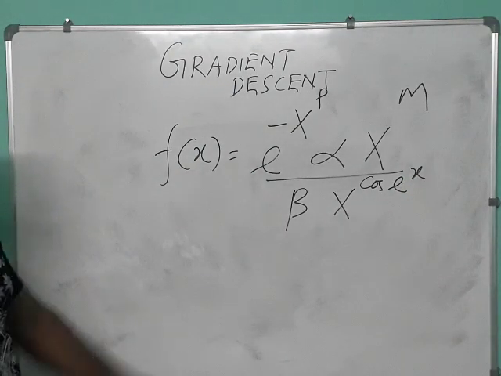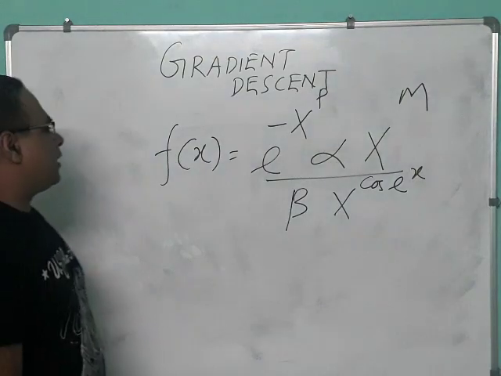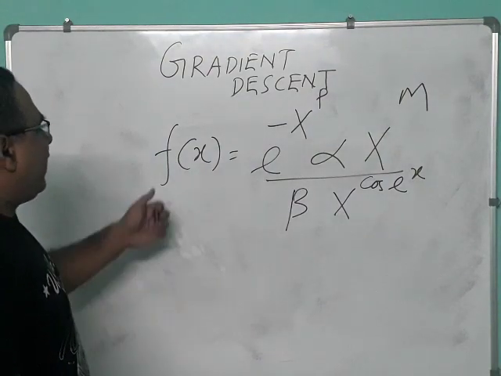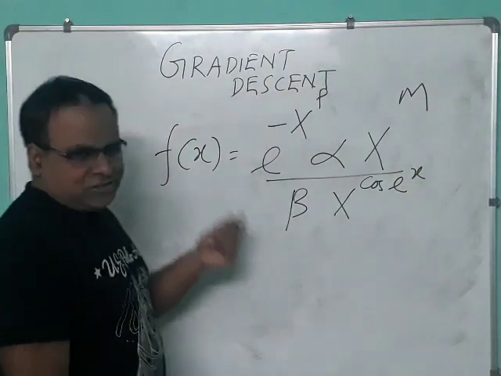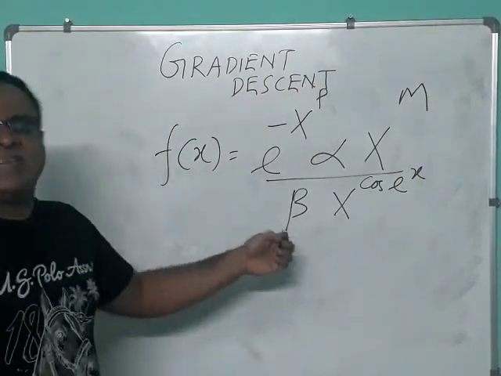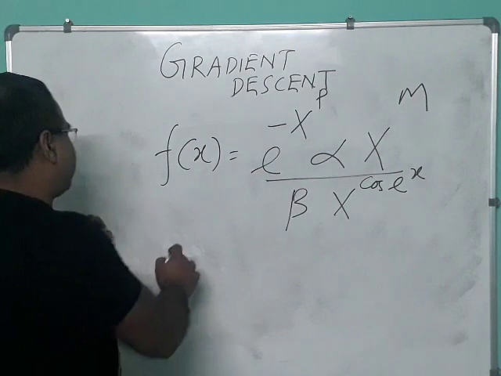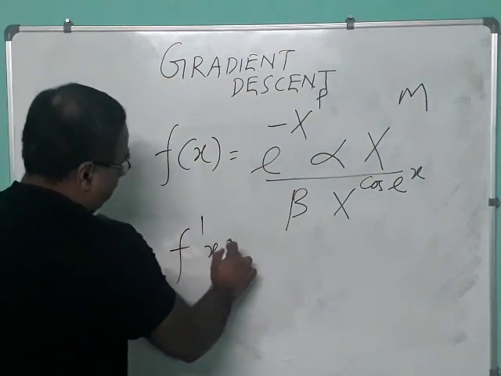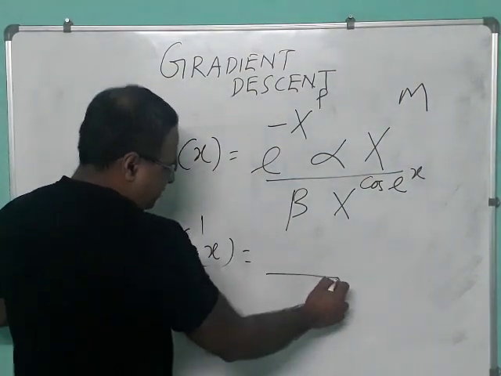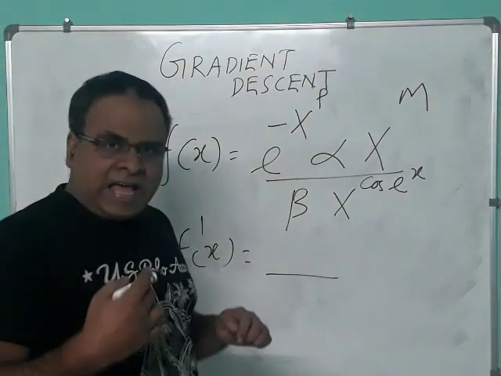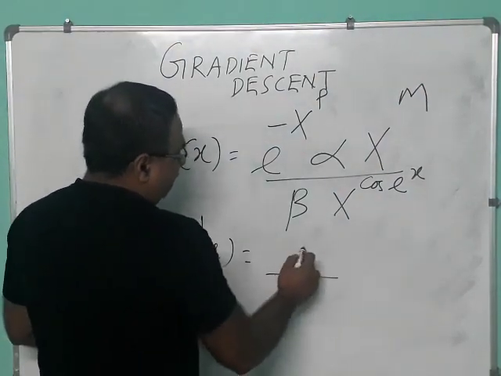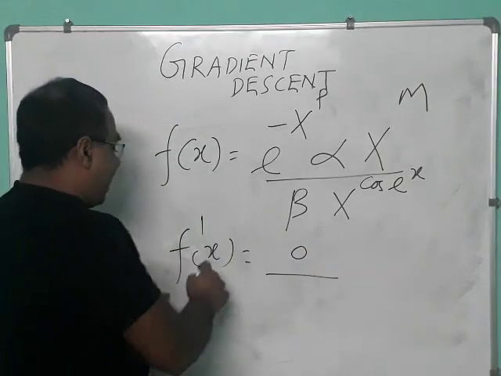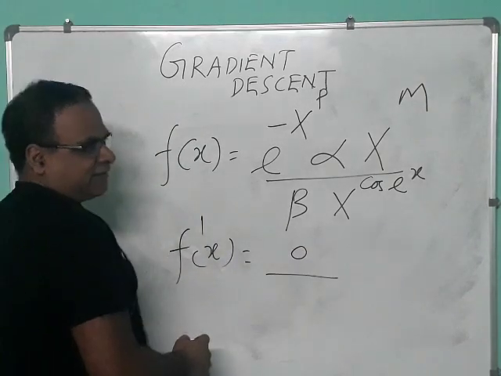You can see this function is somewhat complex, and you can apply the product rule or quotient rule of differentiation to find f dash x. Then you will get f dash x. Then the challenge here is you need to equate f dash x to 0 and then solve for x.